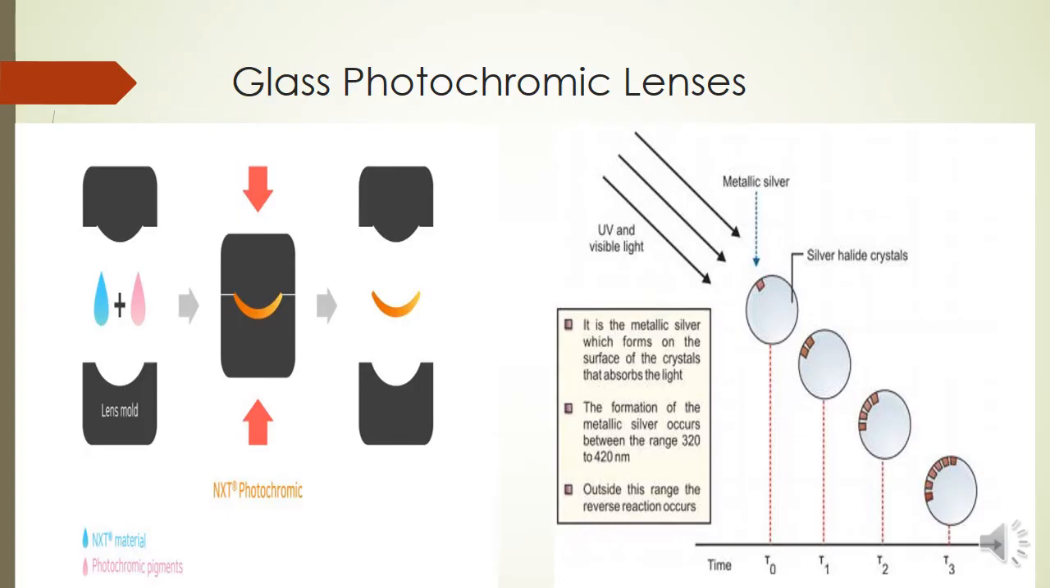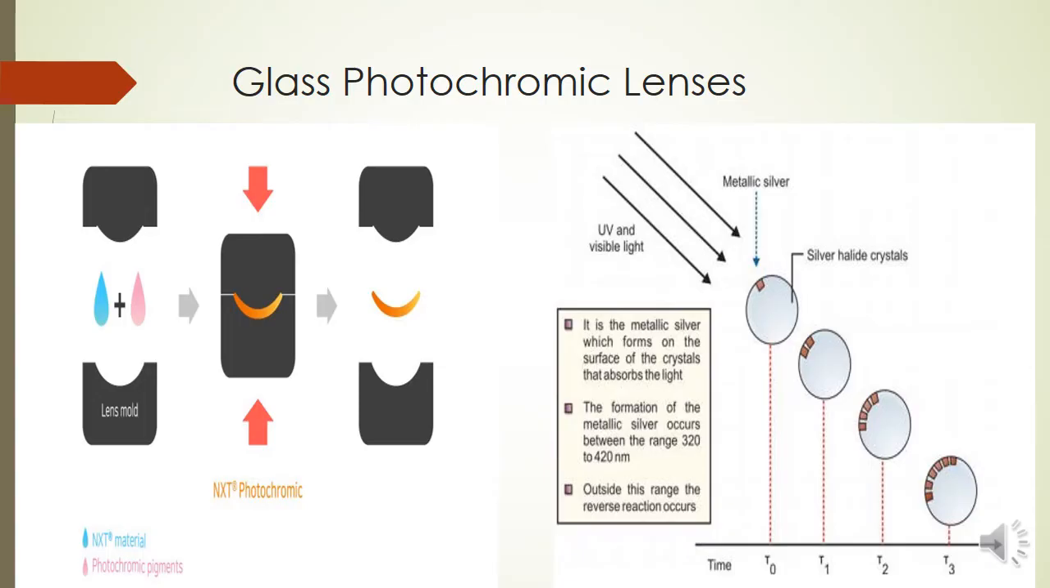So it is the metallic silver which will form a surface of crystals that absorbs the light, and that will give you the photochromic effect. Generally this is reactive between the wavelengths of 320 to 420 nanometers. As I said, the UV range of 320 to 420 nanometers is the light which will activate this cascade of reactions and give you the photochromic effect.